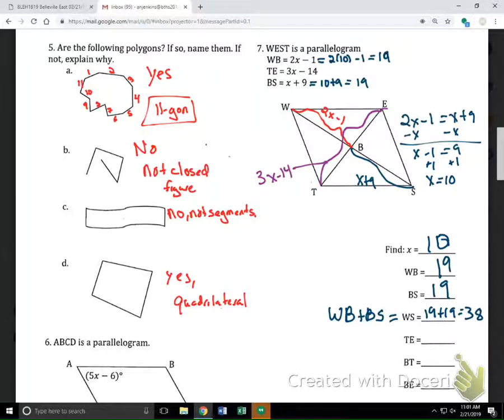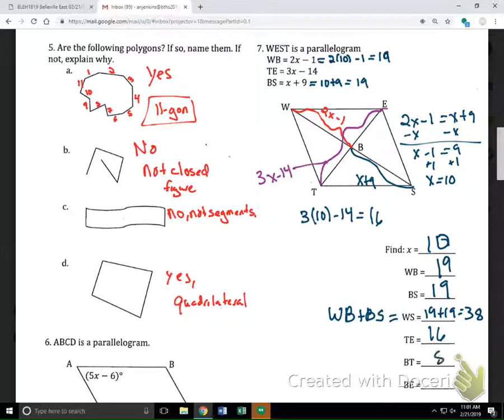Okay, we have TE, which is the whole length of the other diagonal. So we're going to substitute in. So you have 3 times 10 minus 14. Yep, 16. Thank you both ladies. So we have 16. We have BT, 8.